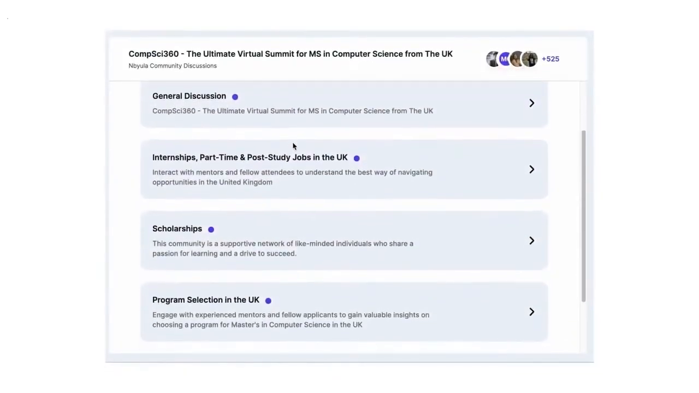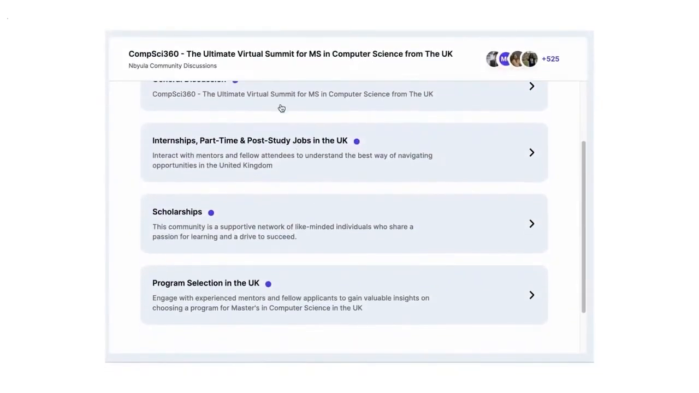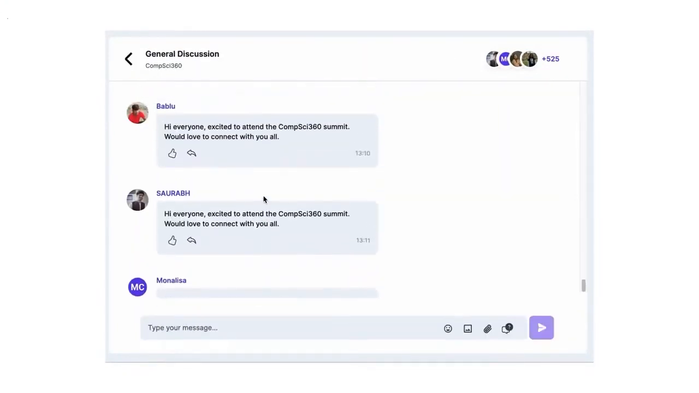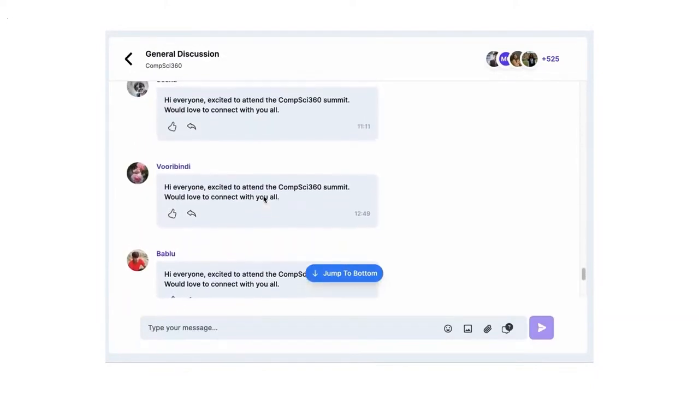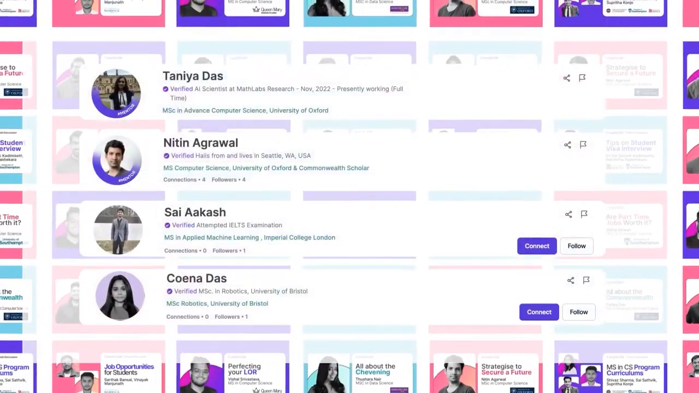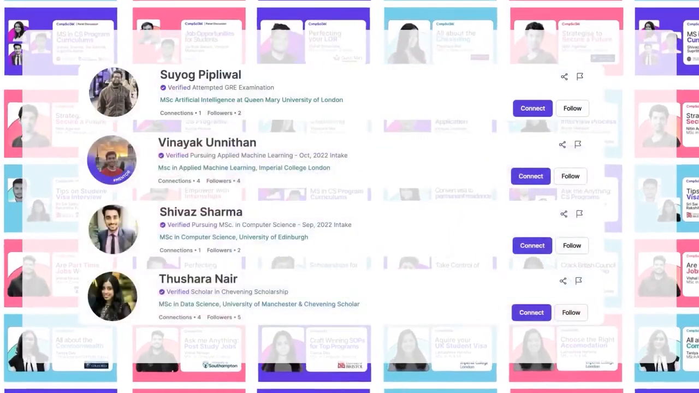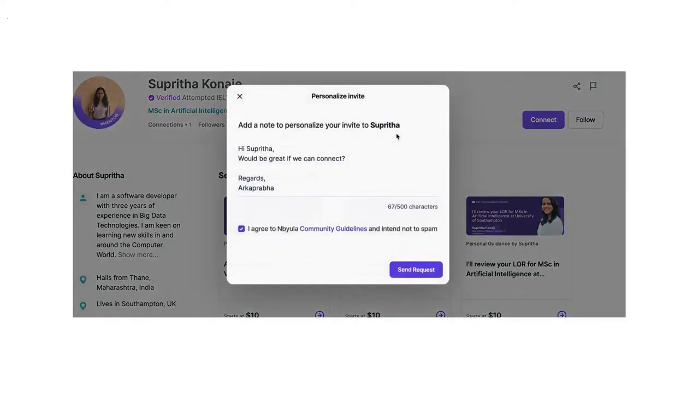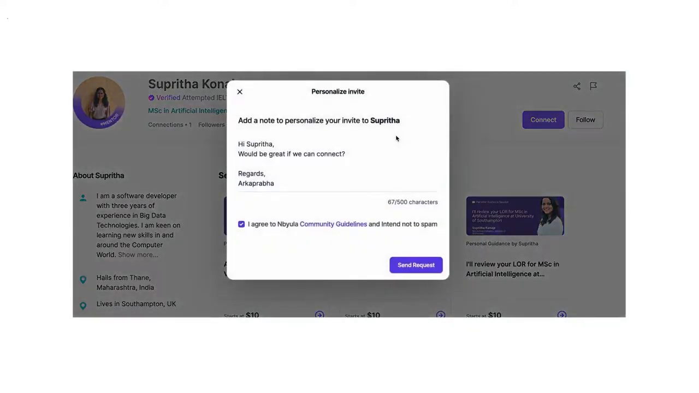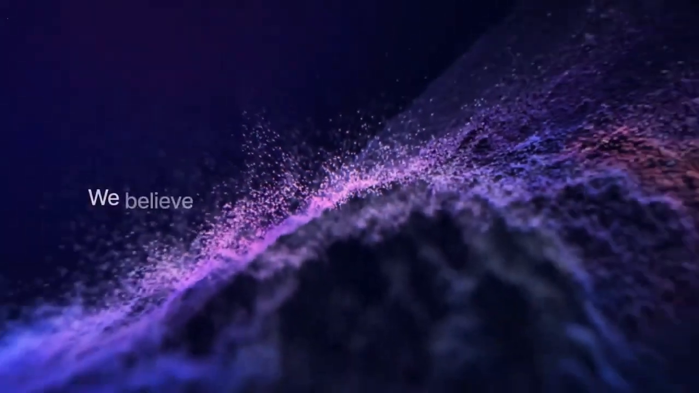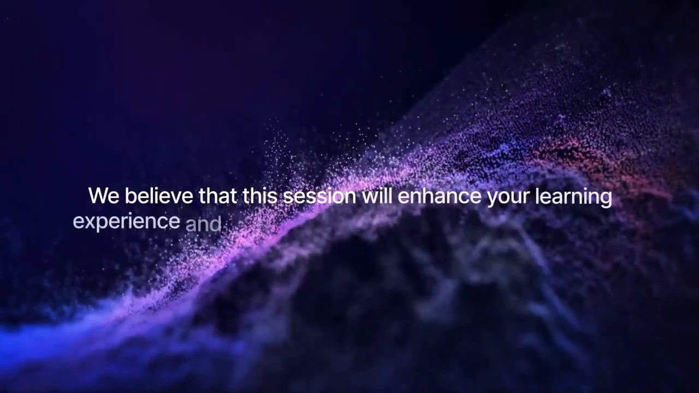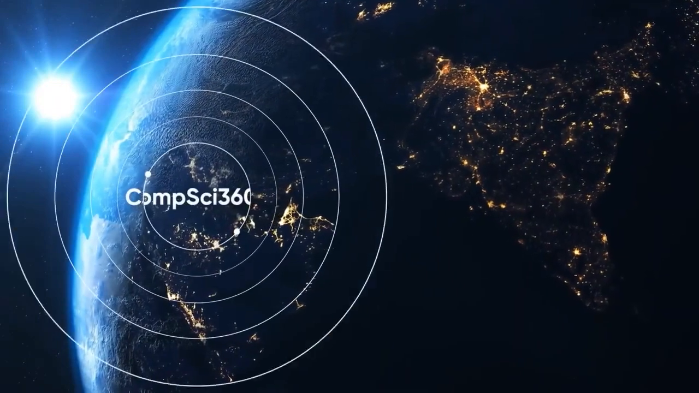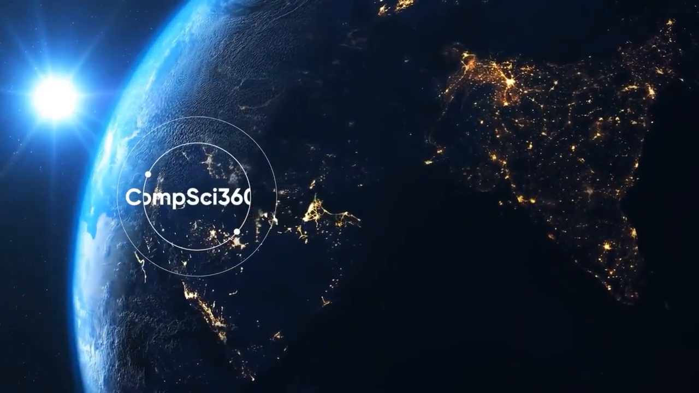Before we hear from the expert, we want to walk you through the CompSci community on the Nebula platform, a dedicated space for you to connect with other attendees and build lasting relationships with fellow computer science enthusiasts. Throughout this summit, you will interact with a number of subject knowledge experts, and if you wish to get a personalized one-on-one mentorship session or get your queries addressed, you can book a slot with them by visiting their Nebula profile. We believe that this session will enhance your learning experience and help you achieve your study abroad goals. Thank you for joining us today, and we hope you enjoy the summit.